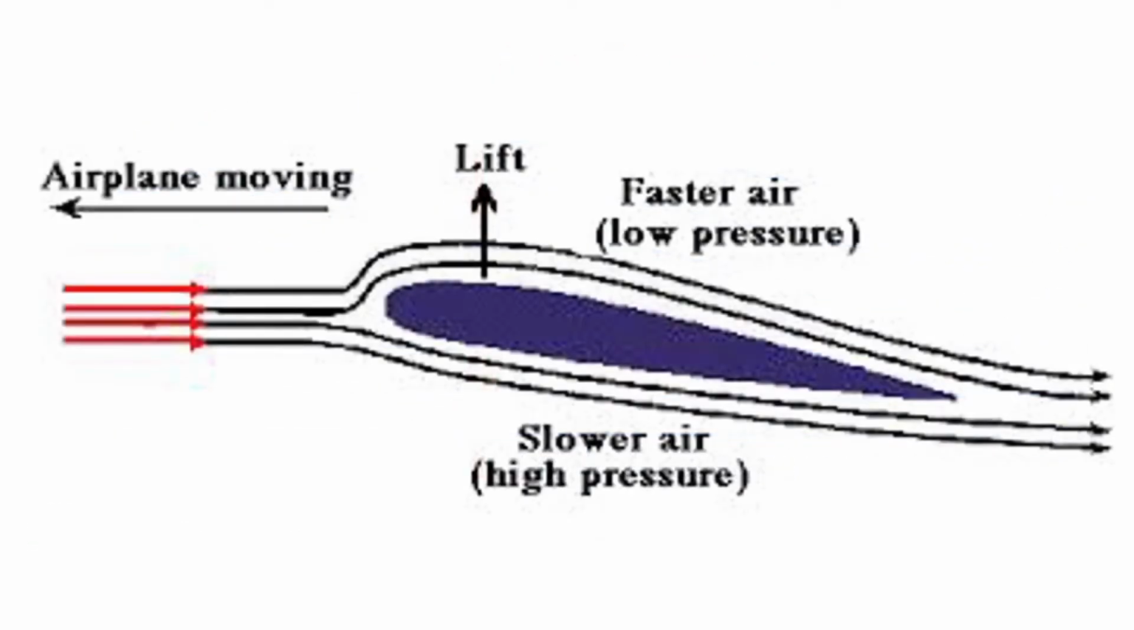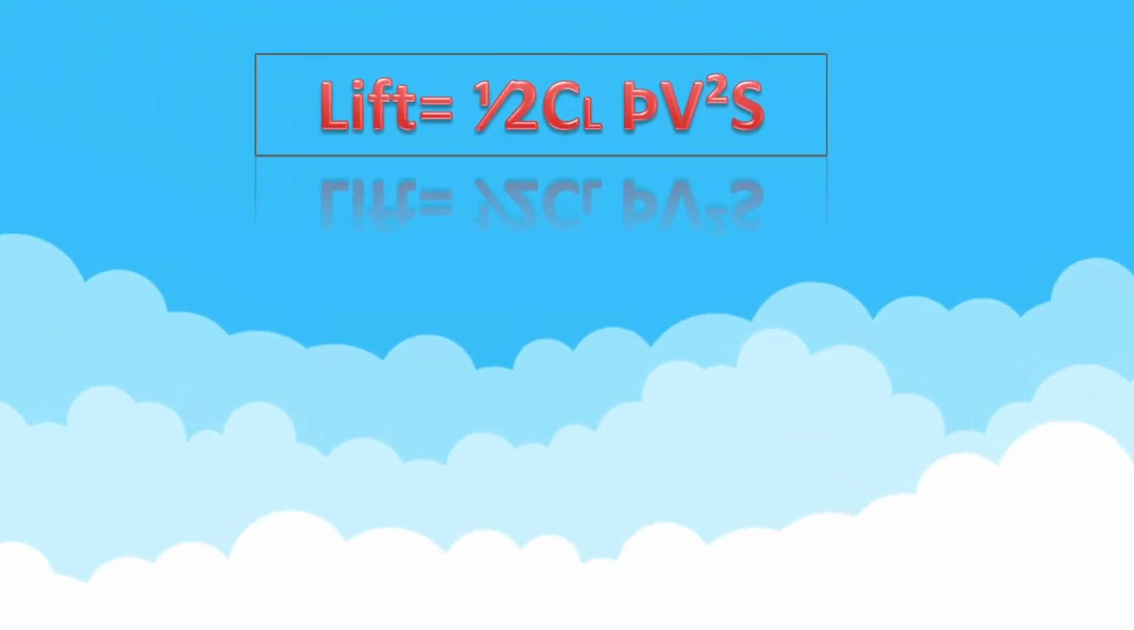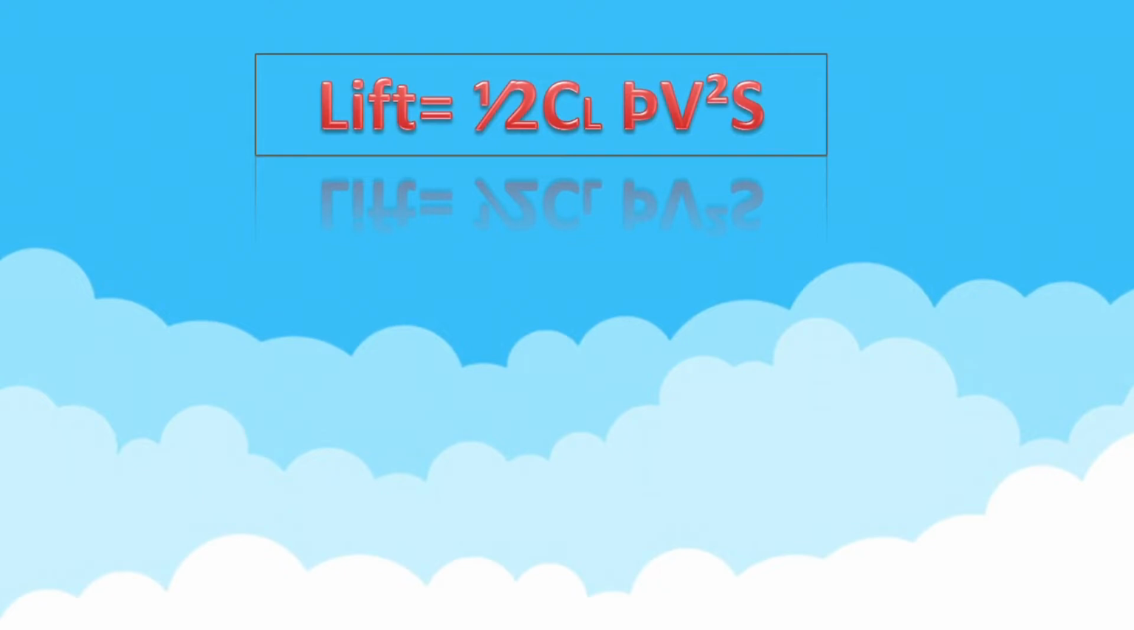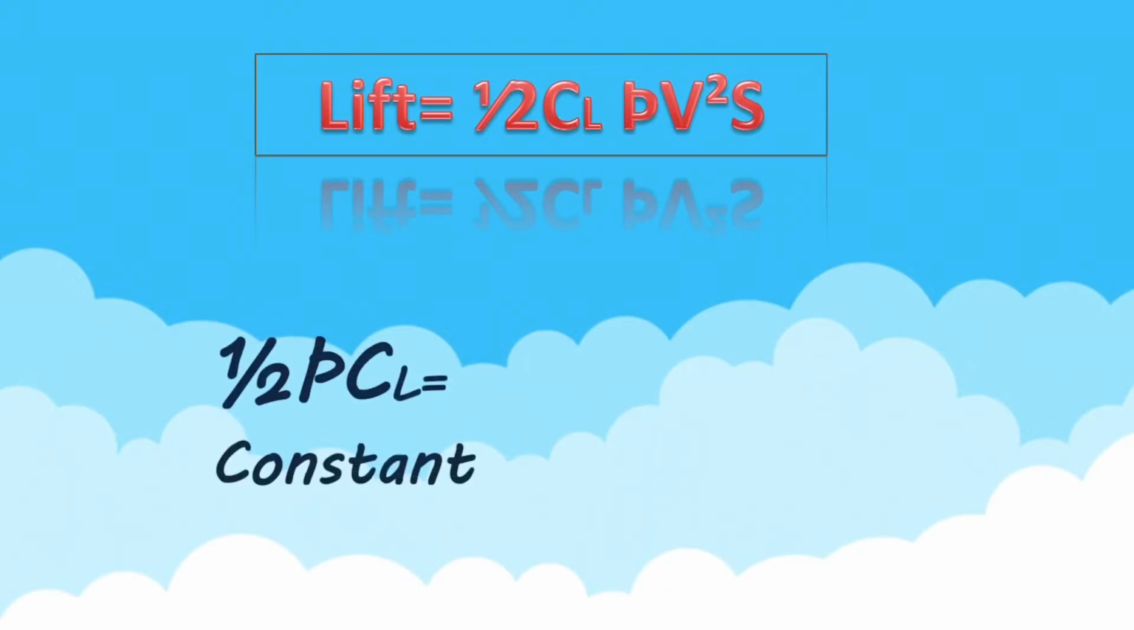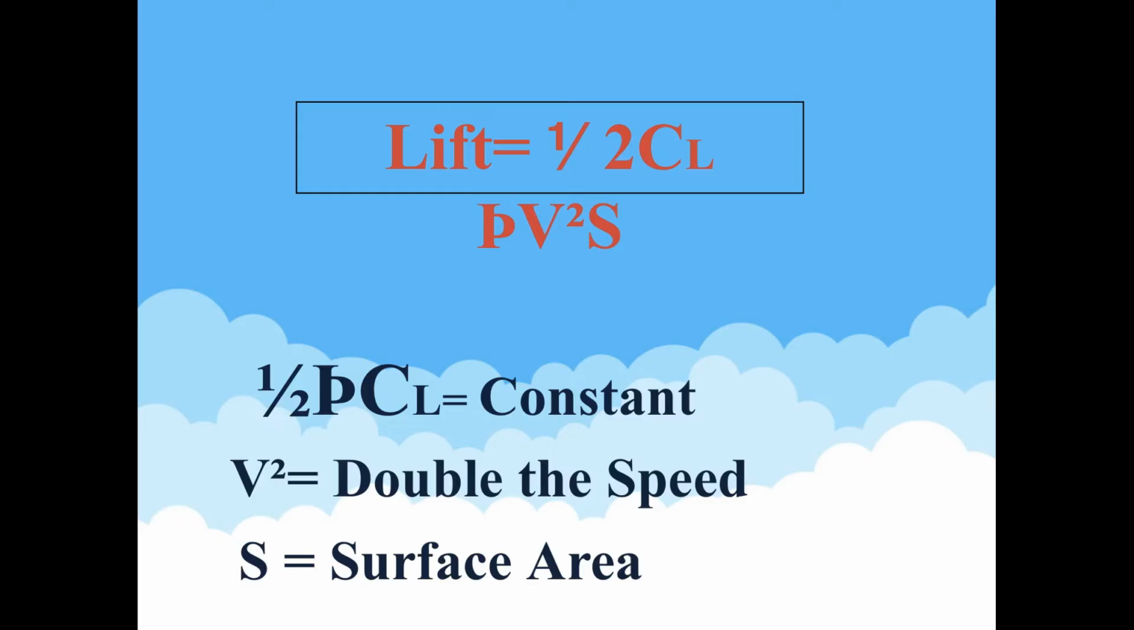That's how lift is generated. Its direction is upward, 90 degrees to the aircraft's path and opposite to the direction of weight. Now the question is how much lift can be produced by the wings. To understand that, let's examine the lift formula. Lift equals half rho CL V squared S. Half is a numeric constant, rho is the density of the air, and CL is the coefficient of lift, which depends on the plane's angle of attack. For your information, angle of attack is the angle made between the relative airflow and the chord line of the aerofoil. Simply, it's the angle of the wing relative to the airflow.